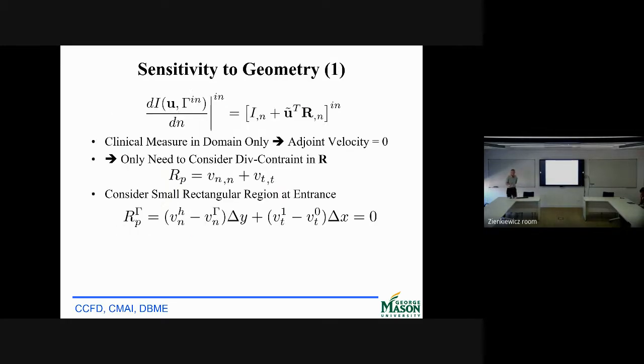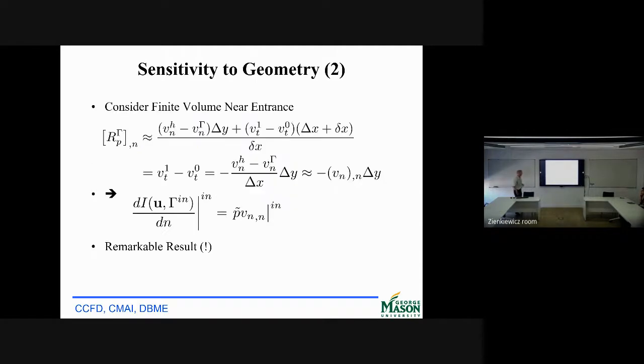And now let's see what happens if I change the geometry. Okay. So again, the adjoint velocity is 0 there, so all of the terms that have to do with the momentum equation disappear. I only need to consider the div constraint. I can do the same finite volume approximation for that. And I end up with adjoint pressure times the normal derivative of the normal velocity. So if I have a Poiseuille flow, okay, and I change the geometry, nothing is going to happen because the normal derivative of the normal velocity, which is the inflow velocity, is equal to 0, which is what you should have. Think about it.